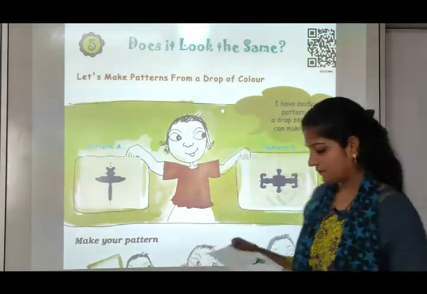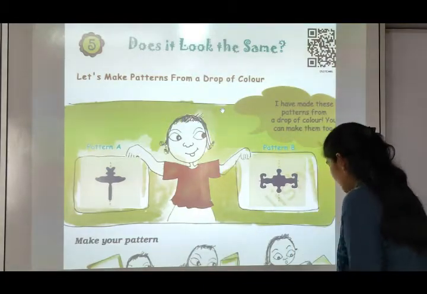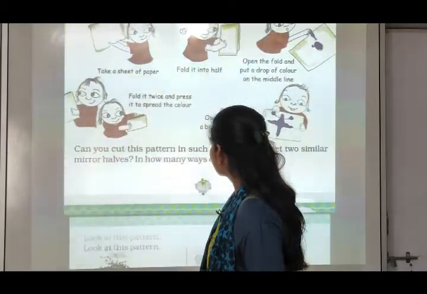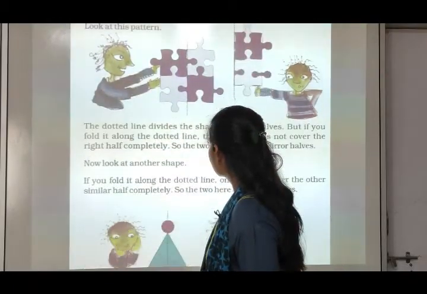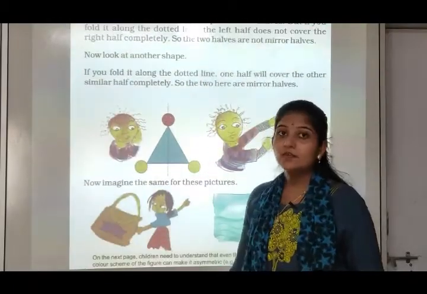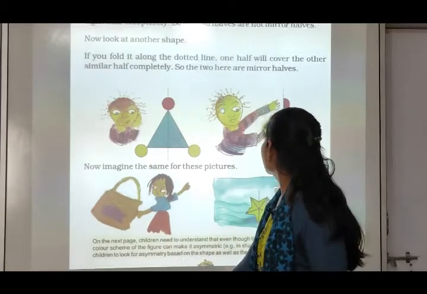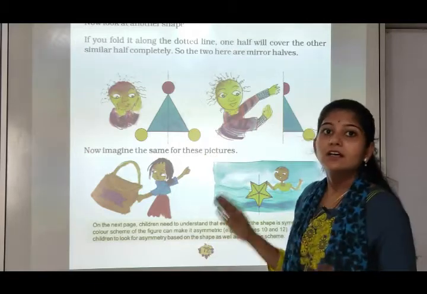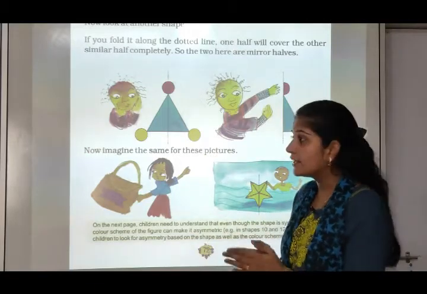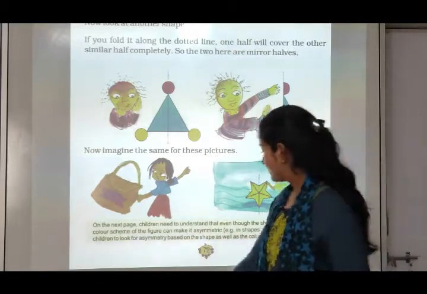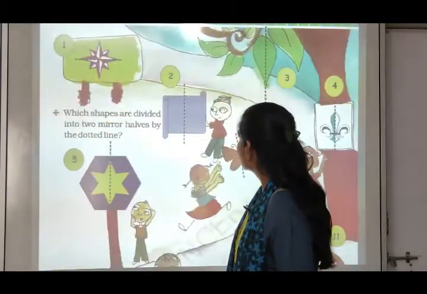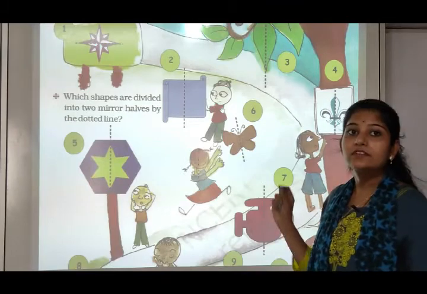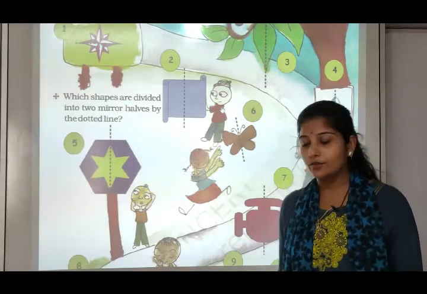Okay students. Now you can see the various shapes of the triangle and this shape. If you cut it in half from the middle, the image would be the mirror image, that is called mirror image. Now there are many pictures here. You have to observe whether this picture is a mirror image or not.